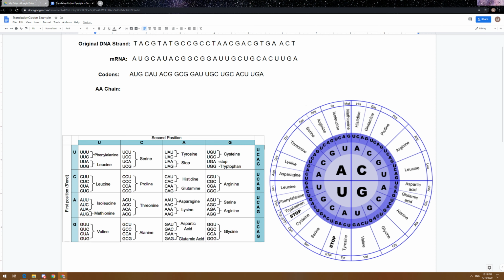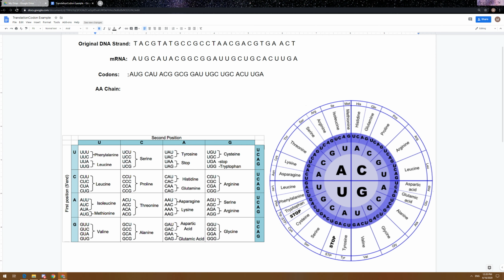Okay, so you'll see that I have 1, 2, 3, 4, 5, 6, 7, 8, 9 codons, or 3 sets of 3. From here we can use either our codon chart or our codon wheel to find out what our amino acids are that we need to put down, and in that order. So you will see that our first codon is AUG.